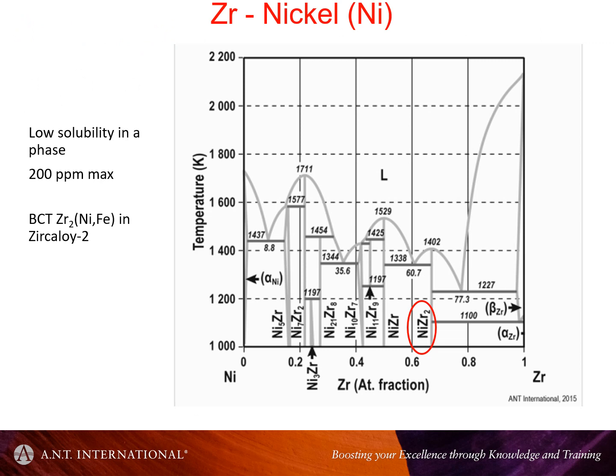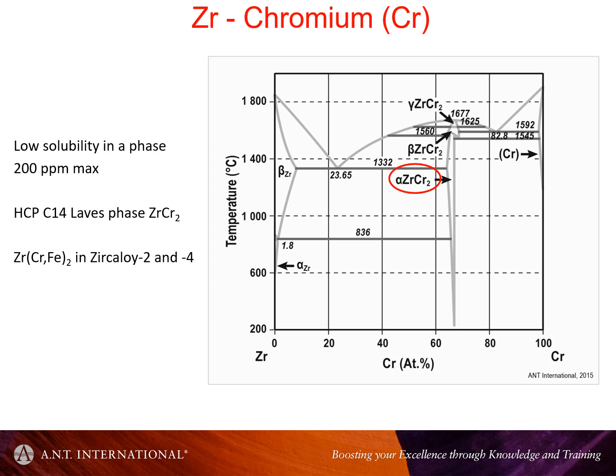Okay, just for completeness, I'm going to put in the phase diagrams. This shows the phase diagram showing where Zr2NiFe is the most common precipitate in the zircaloy. That's BCT, Zr2NiFe.